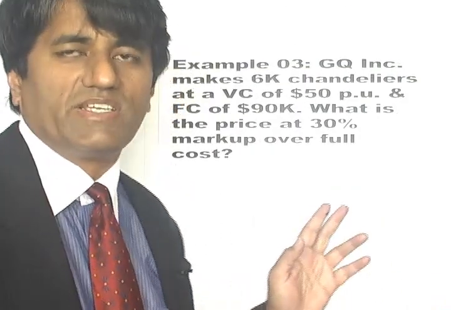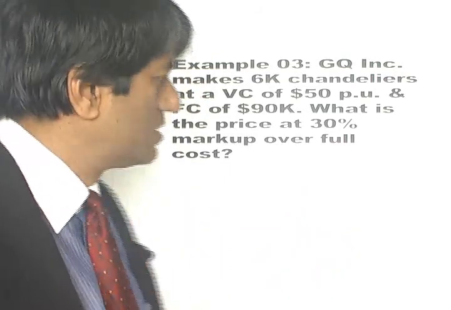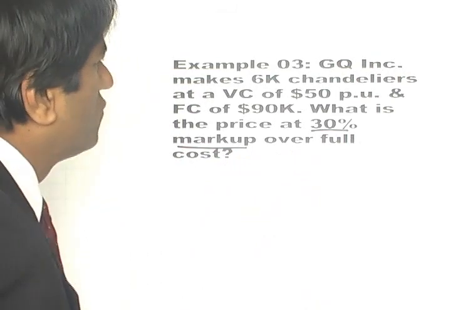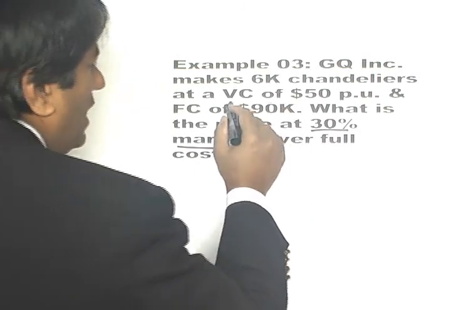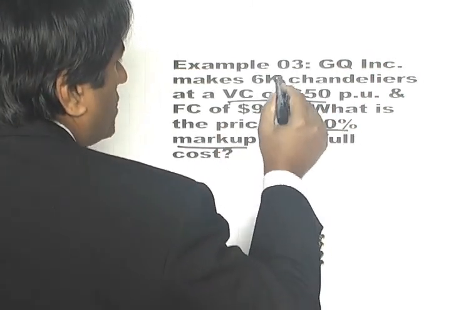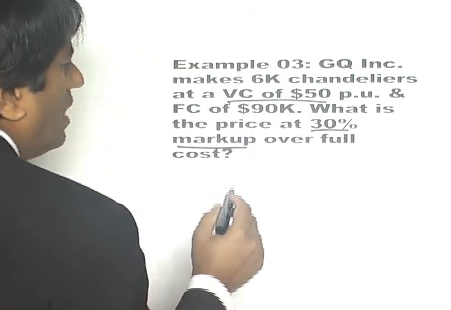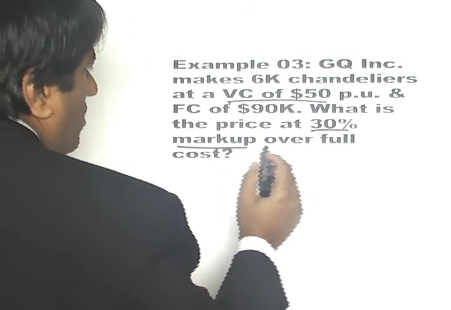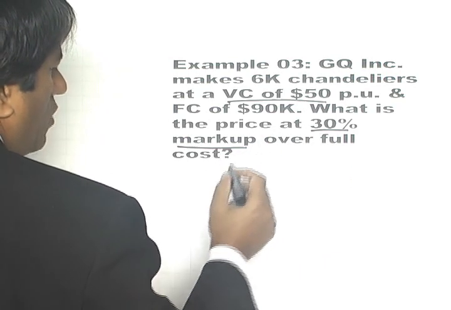Here we have a question about markup pricing. So we first find the cost, and then based on the markup we decide the price. And the markup is 30%. So we have this firm which makes chandeliers, and the variable cost per chandelier is $50, and it has 6,000 chandeliers which it produces. The fixed cost is 90,000, and the question is, what would be the price if there is a 30% markup over full cost?